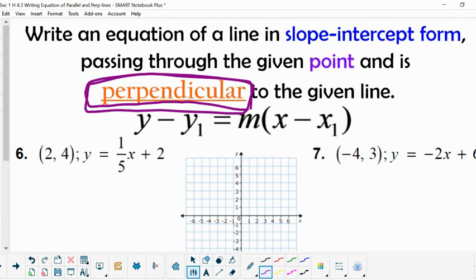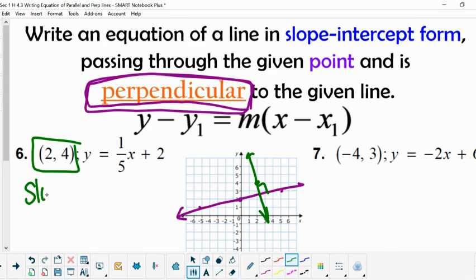So again, they're giving us a line and they're saying, okay, here's a line. Now write the equation of a line that goes through a different point, but it's got to be perpendicular. We want to know what that equation will be to make our lines cross at exactly 90. So we've got the point that we're going to use. We just need to know the slope of the line.